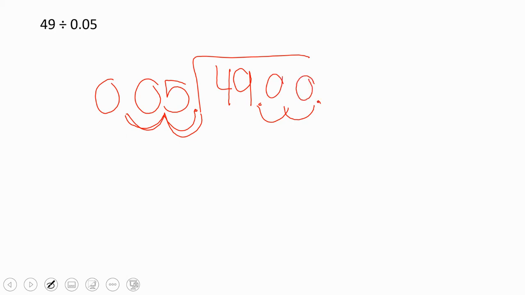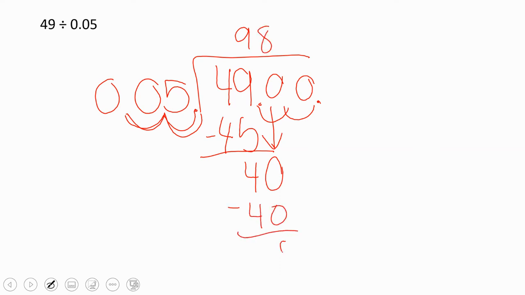Now I'm just going to go ahead and divide normally. So 5 goes into 49 9 times. Bring your 0 down. 5 goes into 40 8 times. Now, just because I have 0, don't forget you still have another 0. 5 goes into 0 0 times. Do not forget that last 0. It changes your answer from 98 to 980. That's a big difference. Don't forget those zeros.